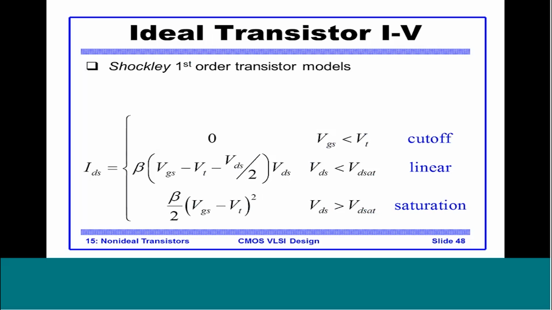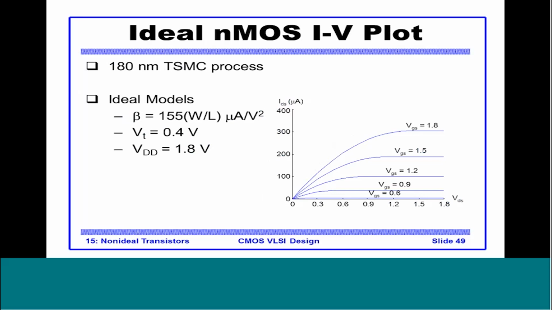Now till now we saw the ideal equations of MOS, the Shockley first order transistor models. Now let's see what are the non-ideal effects, that is the effects we see in the real transistor. What are these effects and how do they affect this IV curve? Now this is a plot of a 180 nanometer TSMC process using the ideal model, where the values of beta, Vt and Vdd are given. This is the curve which is very similar to the curve we saw earlier. This is the ideal curve.